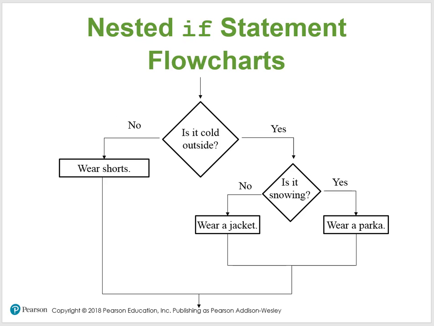If you look at the flow chart of an if statement and the nesting of an if statement, it's very important that you know this, because when you look at a flow chart, you'll be able to translate it to code. Is it cold outside? Yes. Is it snowing? Yes or no. You can see how this is nested inside the outer if. So this is the nested if-else, and this is the outer if-else.